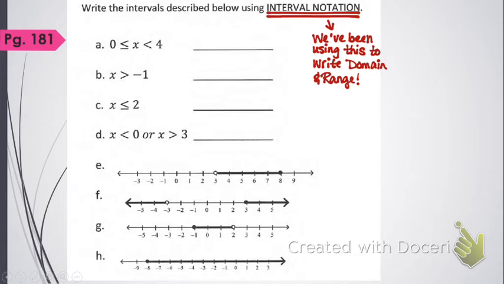So when I have an inequality, if it has an or equal to with it, like this, then I'm going to use a bracket. If it has the or equal to, then I use a bracket. If it does not have the or equal to with it, like over here, then I'm going to use a parenthesis.